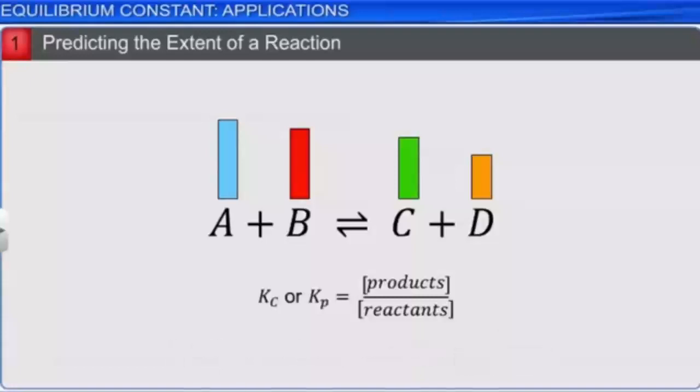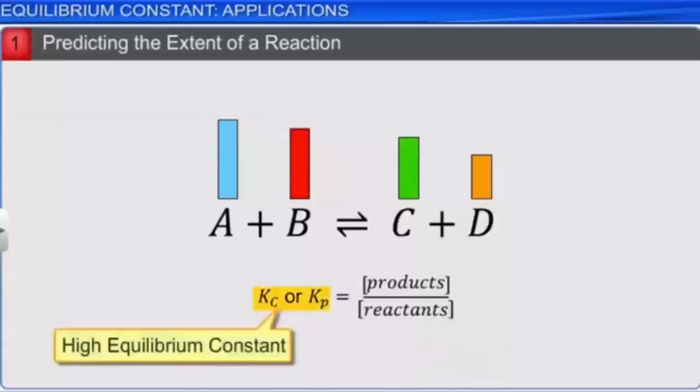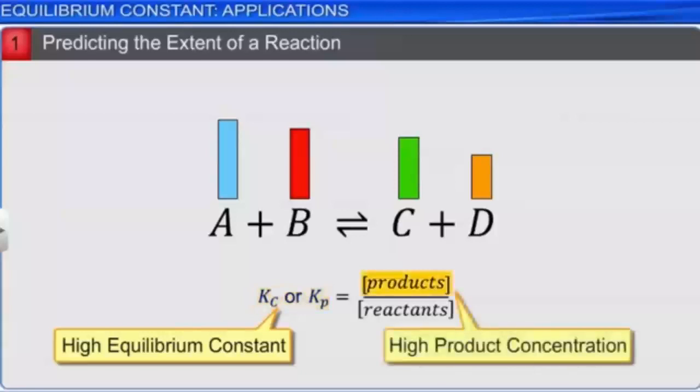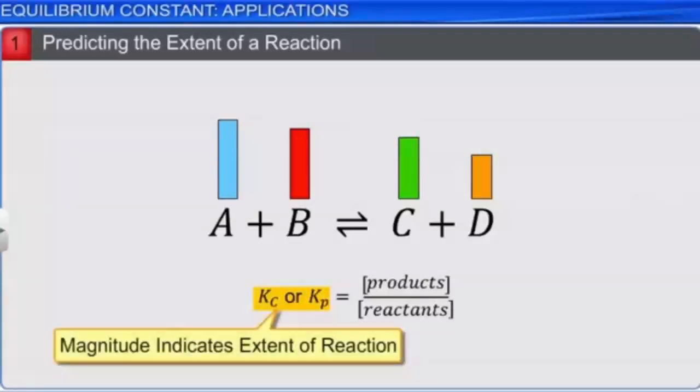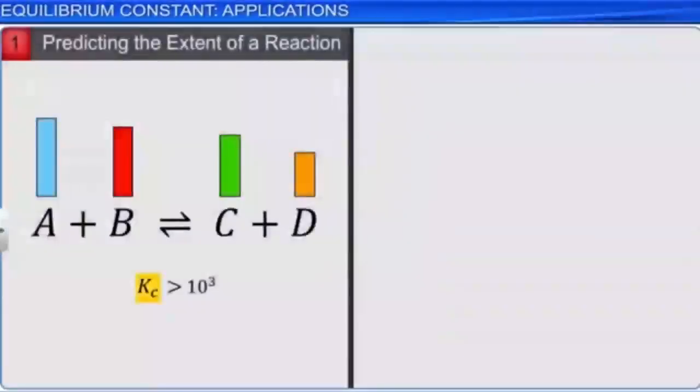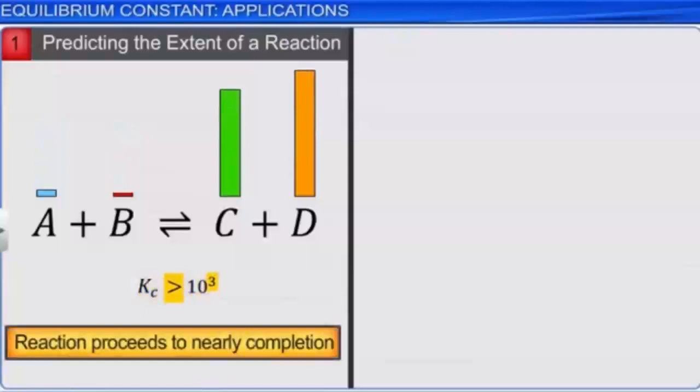Hence, a large value of an equilibrium constant indicates a high proportion of products to reactants, and vice versa. The magnitude of equilibrium constant, Kc or Kp, indicates the extent to which a reaction will proceed. If the numerical value of equilibrium constant is greater than 10 raised to the power 3, it means that the reaction nearly proceeds to completion and that the equilibrium concentration of the products is large.